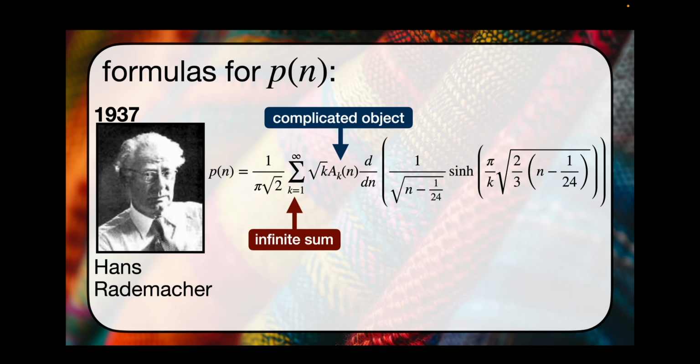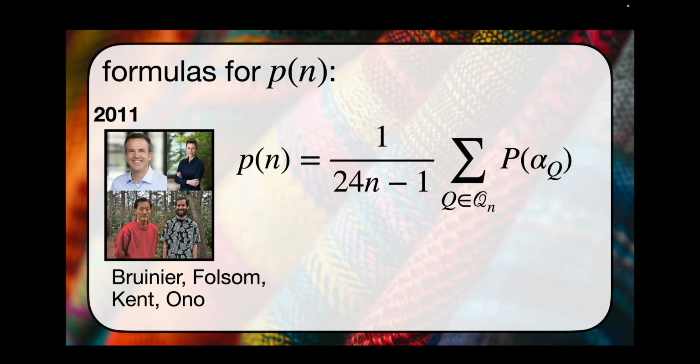And I guess we should say that this is an infinite sum formula for P of n, which would be a little bit nicer to have some sort of finite version of. And these four mathematicians in 2011, Bruinier, Folsom, Kent, and Ono, in fact came up with this finite formula for the partition function P of n. But it involves some very, very modern mathematical objects.